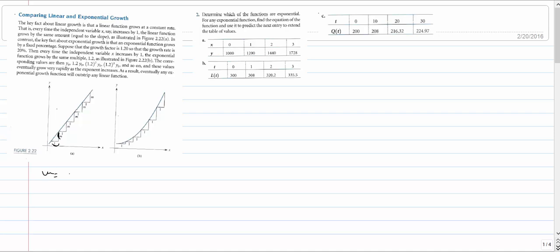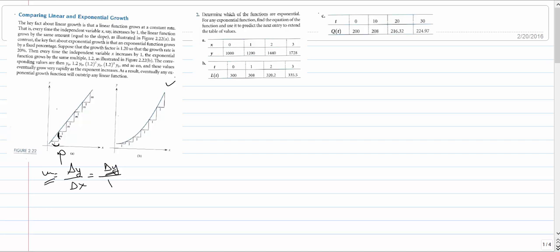Remember, we say slope is change in y over change in x. So if the change in x is 1, then your slope is the change in y, actually. So that's what this first shape is about.